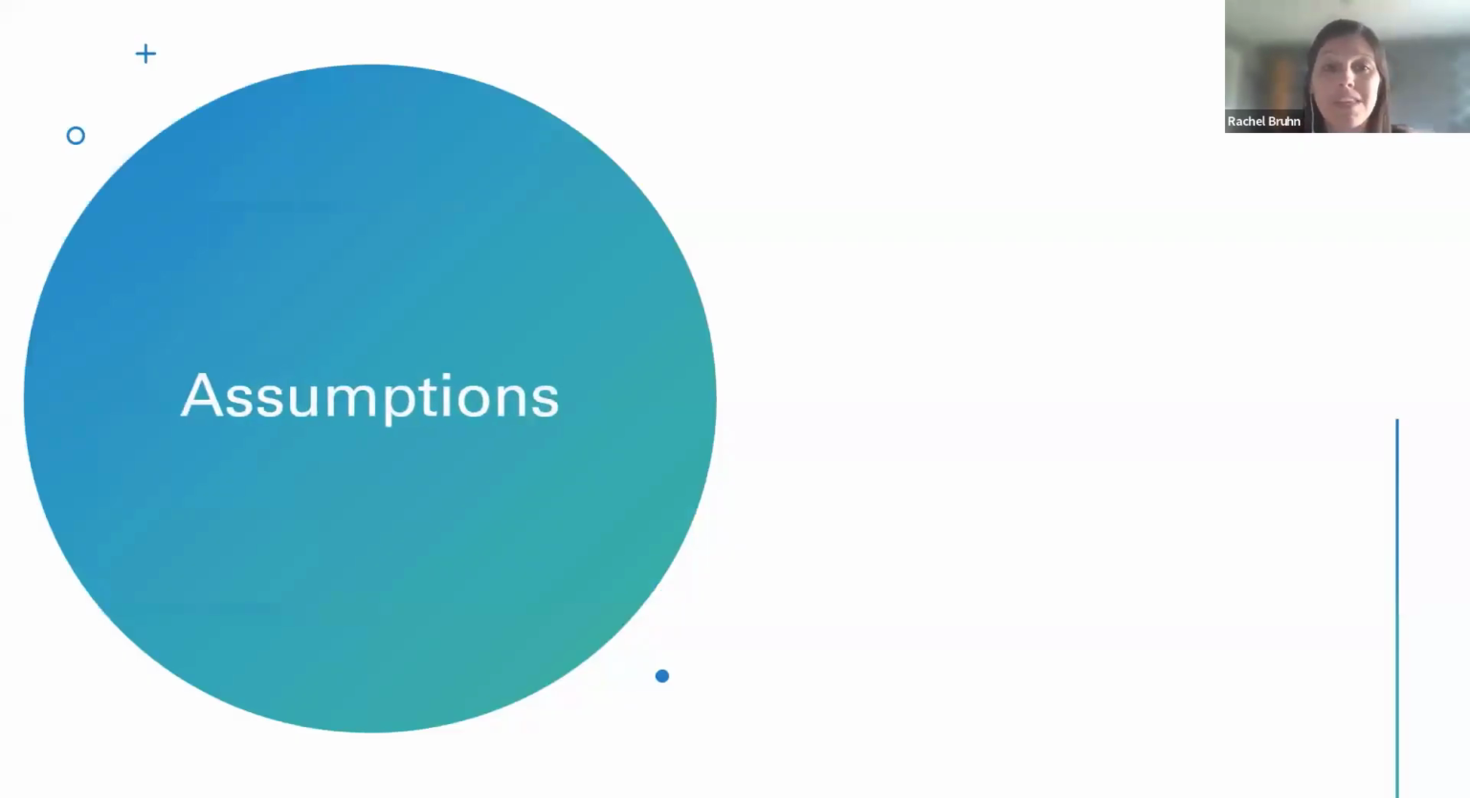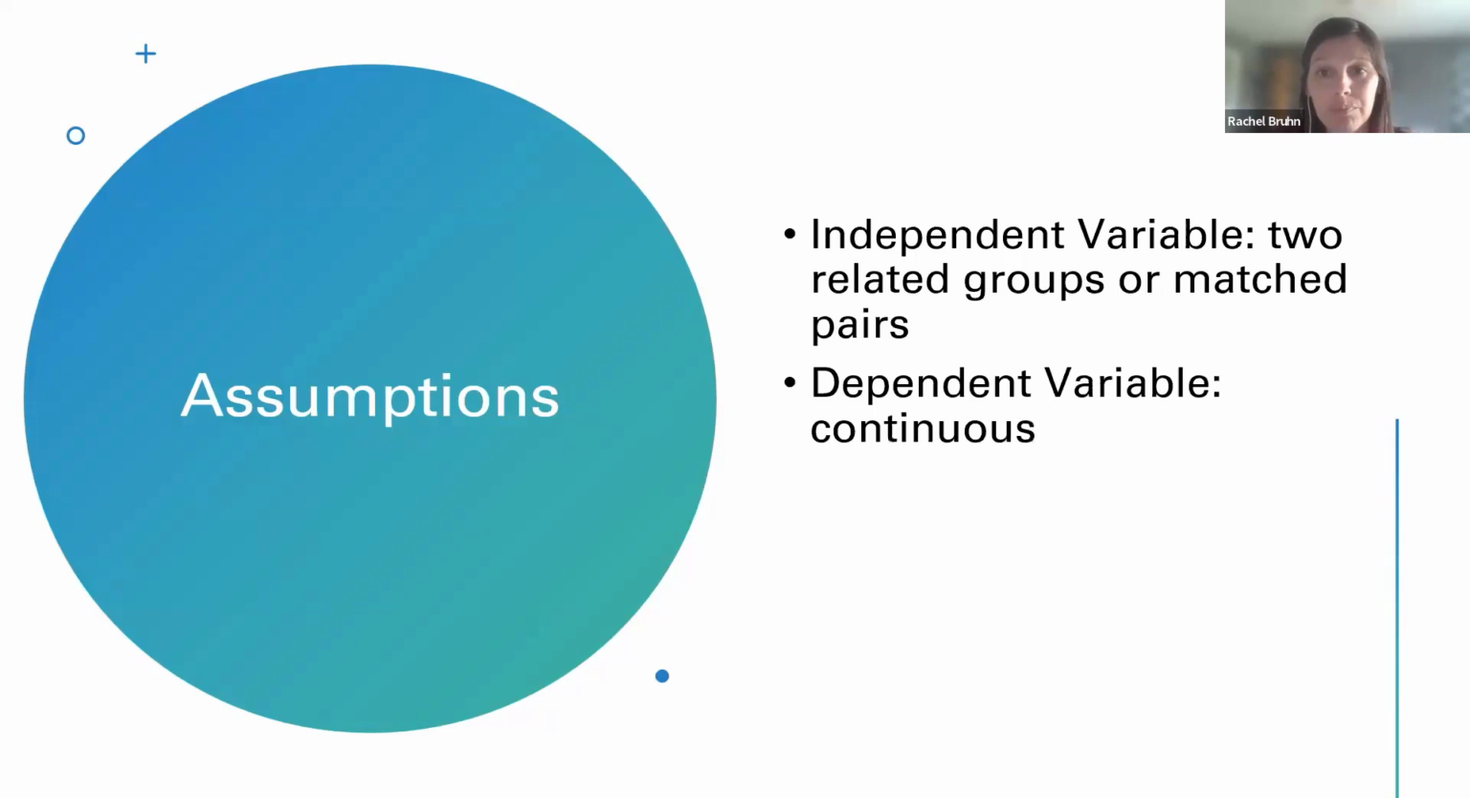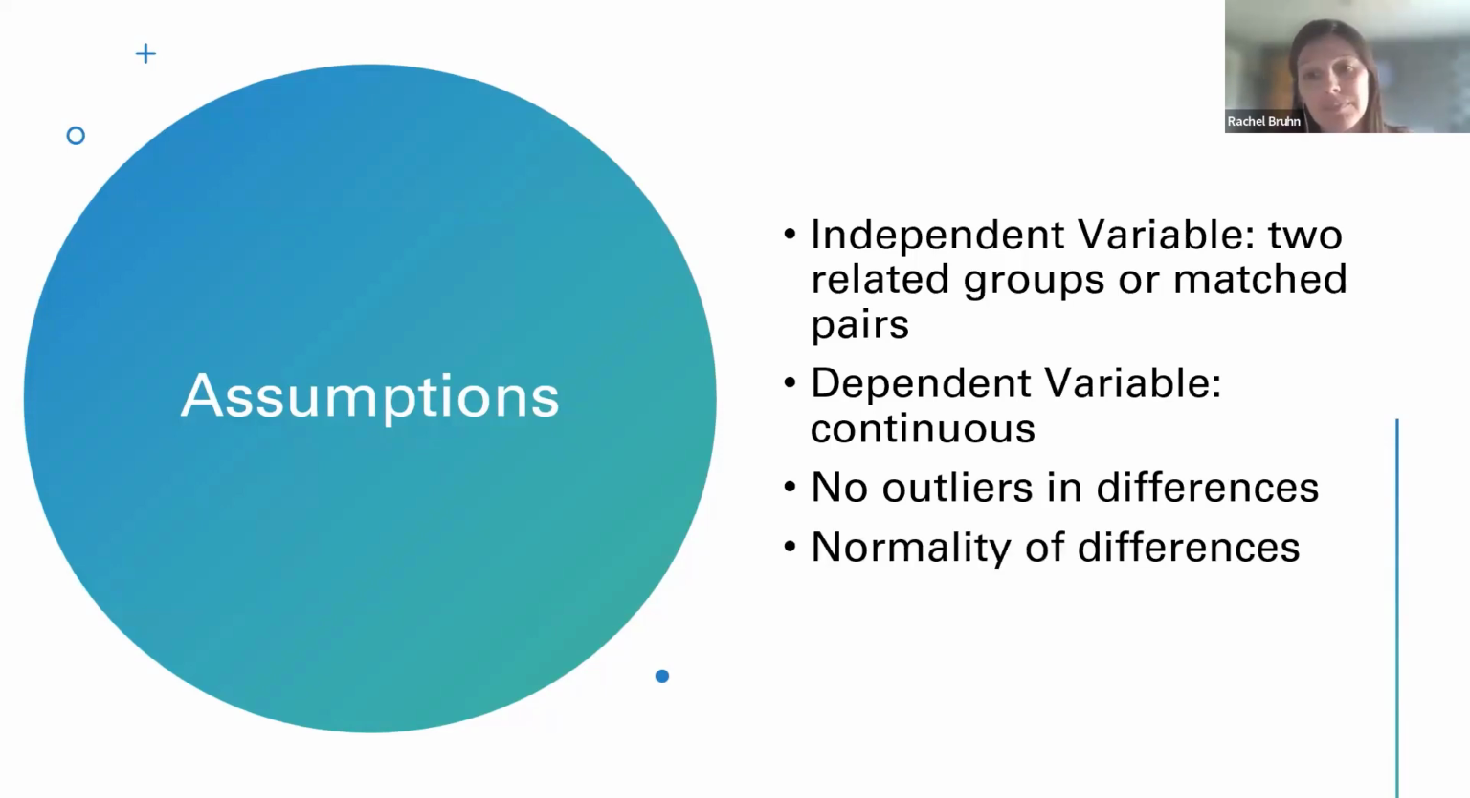So let's talk about the assumptions of the test. And again, assumptions are like prerequisites, like a checklist that we have to say all of these items are met and therefore this test can be conducted. So the independent variable must be 2 related groups or a matched pair. The dependent variable must be continuous. There can be no outliers in the differences. The differences must be normally distributed.